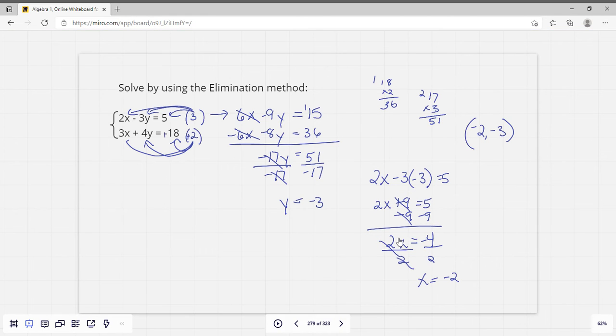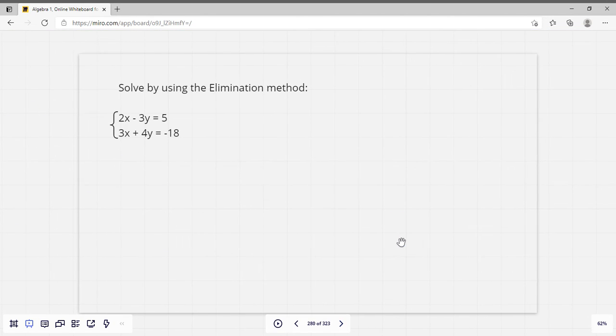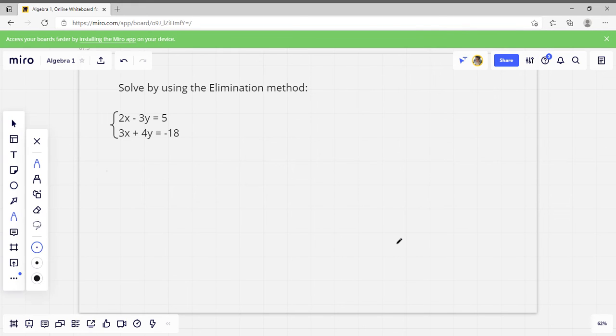Alright, let's try another one. Okay, so this one is the exact same problem. On the other one, when I multiplied this, I multiplied to get my x term to cancel, right? So this time, I'm going to try to get my y term to cancel. So I'm going to multiply this one times 4 and this one times 3.